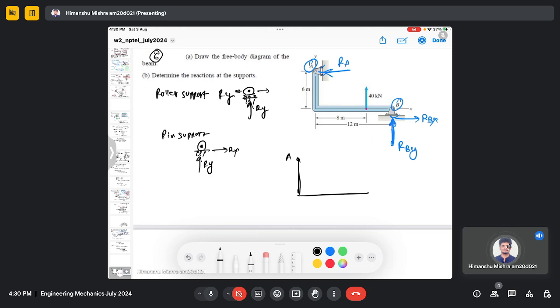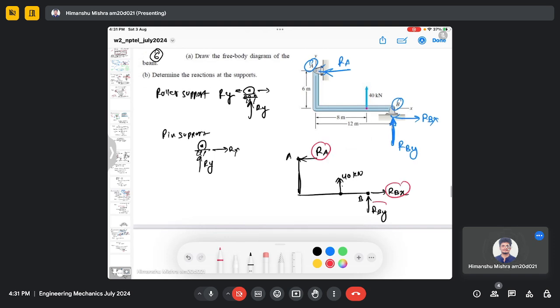So this is point A and you have a reaction force Ra. Here you have a 40 kilonewton force, and this is B, and the reaction forces are Rby and Rbx, and we need to find these reaction forces. And you can see that you have three unknown quantities, which means you need to use three equilibrium conditions.